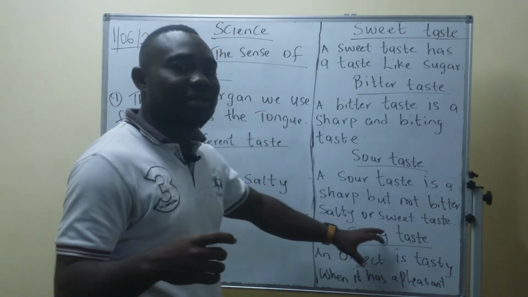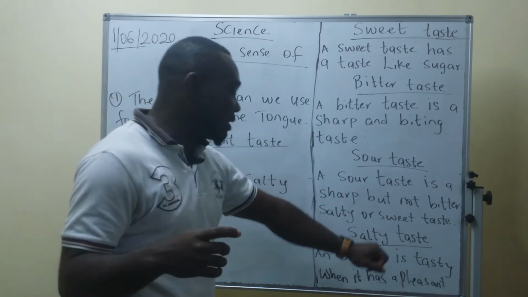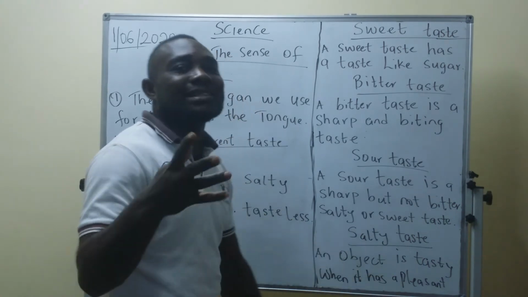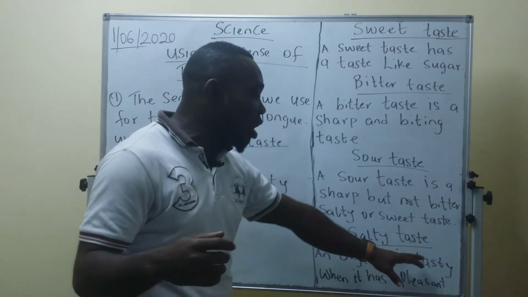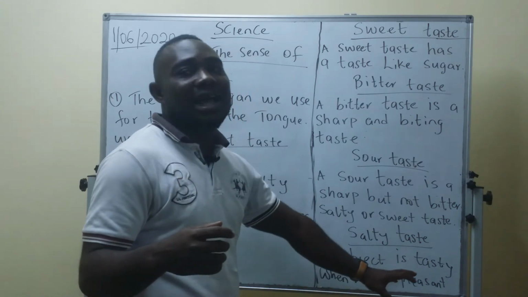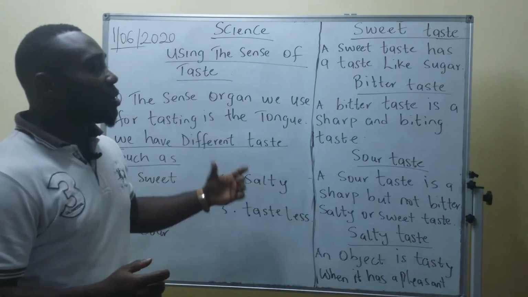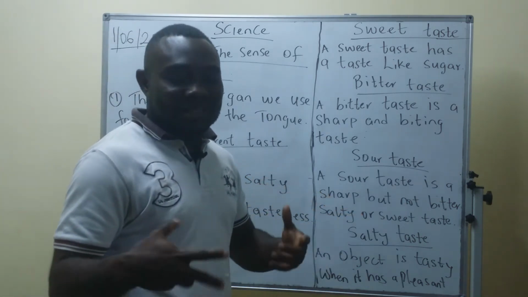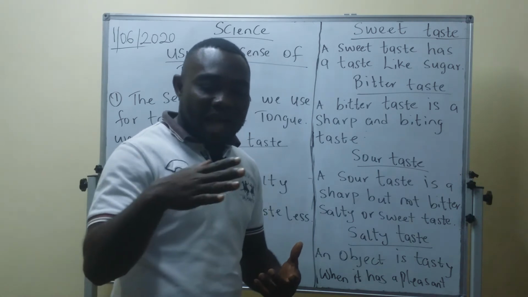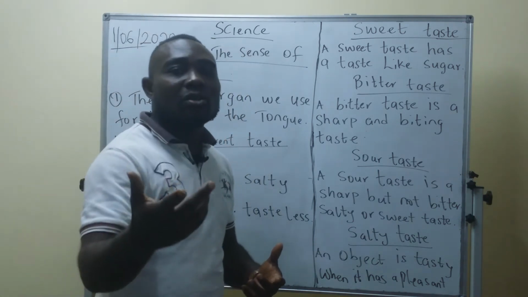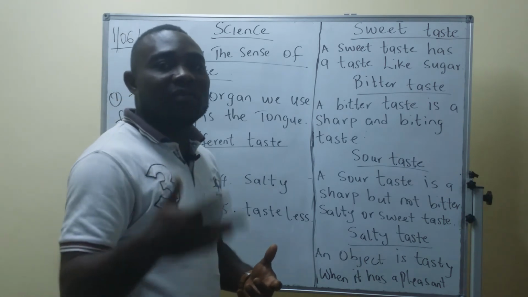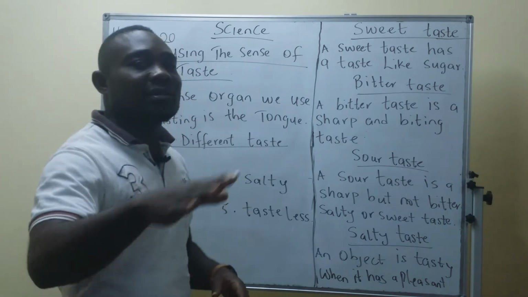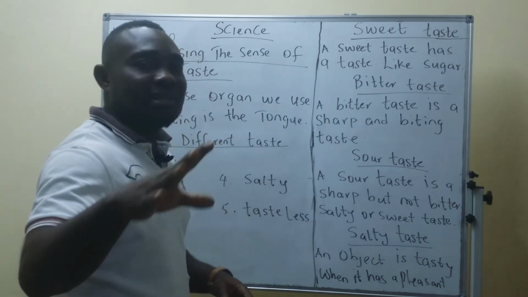We also have the salty taste. An object is salty when it has a pleasant taste. Now, the last but not the least is what? Tasteless. A thing is said to be tasteless when it has no taste. For instance, the water we drink. Water doesn't have any taste. So we say water is what? Tasteless.